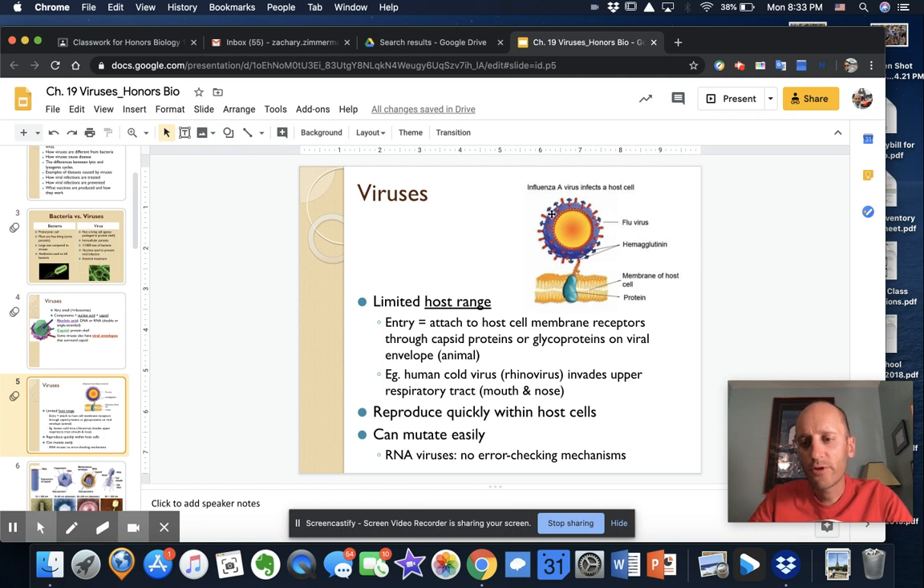So, for example, this COVID virus that you guys have been hearing about, it's called SARS-CoV-2. It was, they think, possibly originated in bats or some other kind of animal, maybe somewhere in China. They're not totally sure.